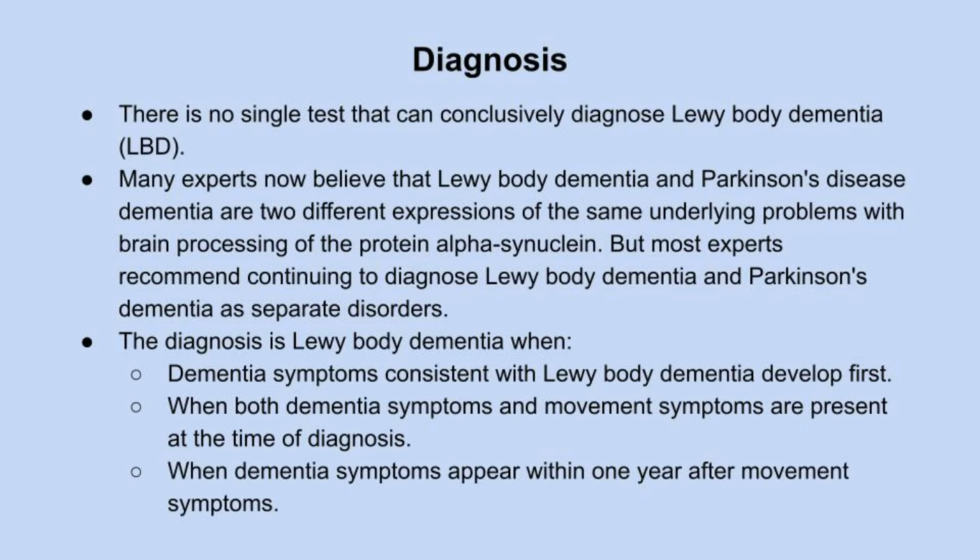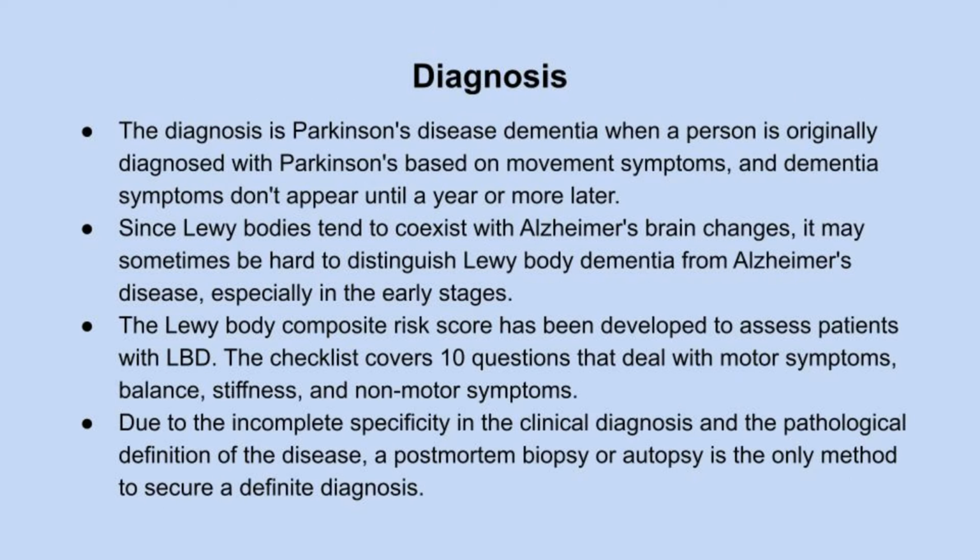So the diagnosis of Lewy body dementia is present when dementia symptoms consistent with Lewy body dementia develop first. So when both dementia symptoms and movement symptoms are present at the time of diagnosis. When dementia symptoms appear within 1 year after movement symptoms. So the diagnosis of Parkinson's disease dementia when a person is originally diagnosed with Parkinson's based on movement symptoms, and dementia symptoms don't appear until a year or more later. So if there's no dementia, it's diagnosed as Parkinson's.